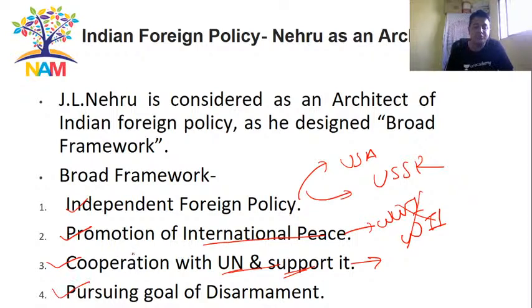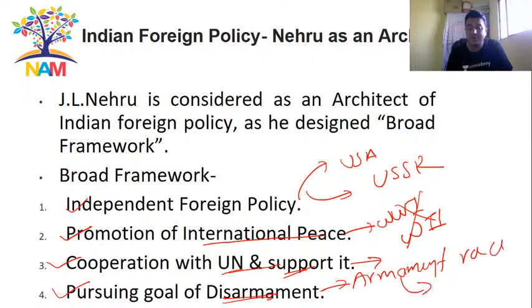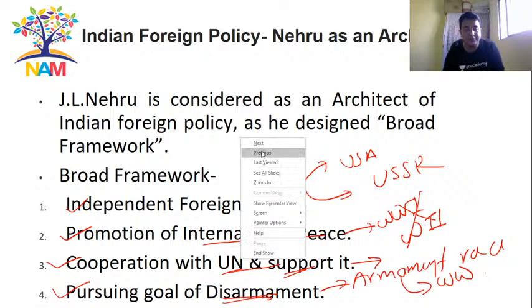Next, we mentioned the pursuit of the goal of disarmament, because we know that the armament race led to world wars. We know it very well, because arms led to destruction, and we do not want to support the idea of destruction. What we want is peace and prosperity. That's why India followed this broad framework while designing its policy.